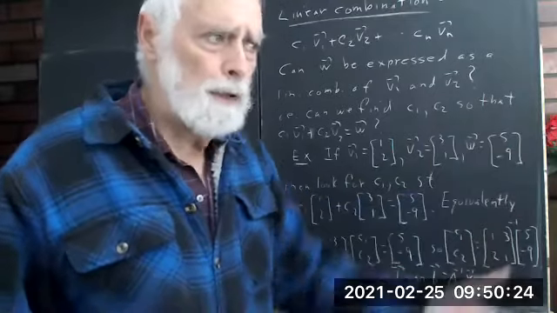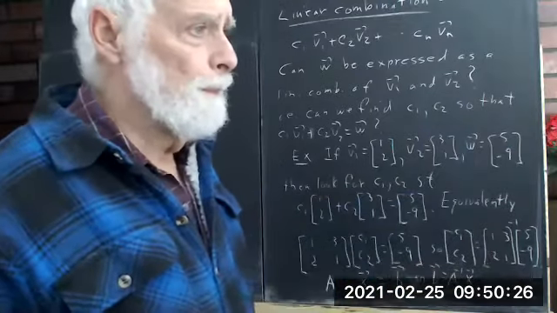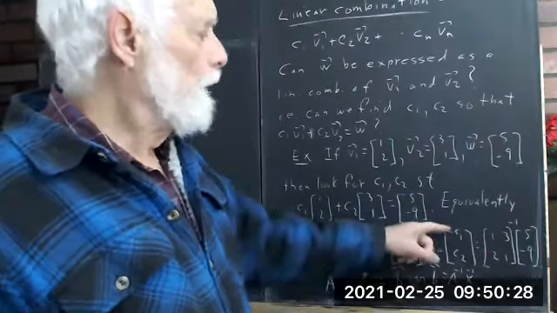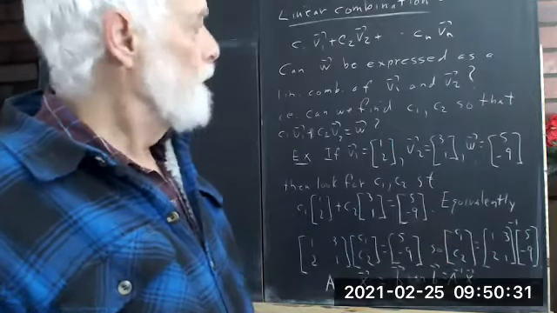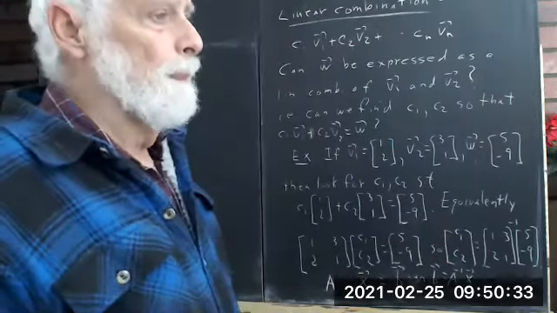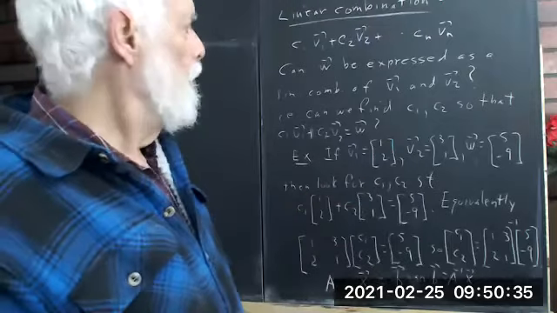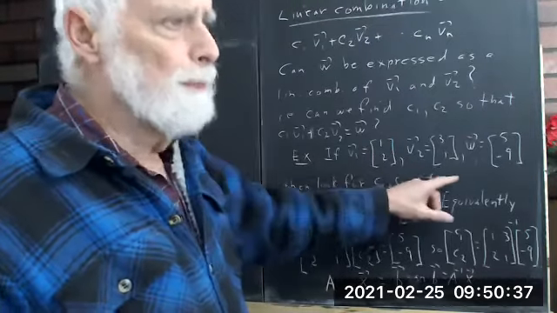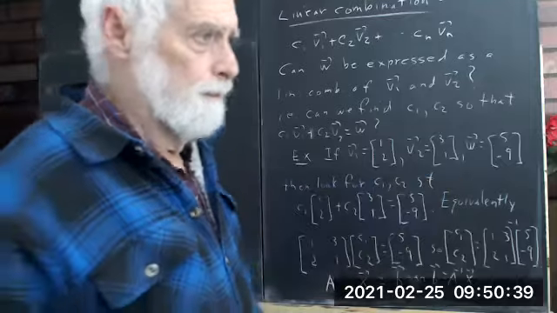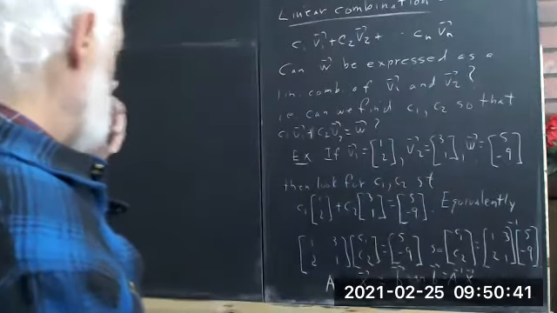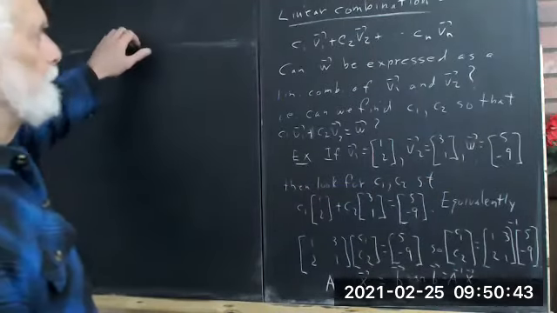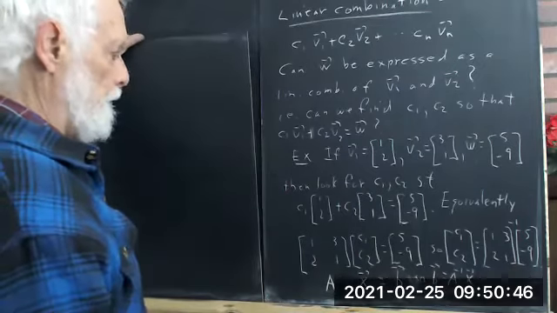Now, if the determinant happens to be 0, we can't do this. And that means there is no linear combination. In the case of a 2 by 2, or in the case of R2, that would mean that one of these vectors is a multiple of the other. Okay, so I can make a couple of statements related to this.